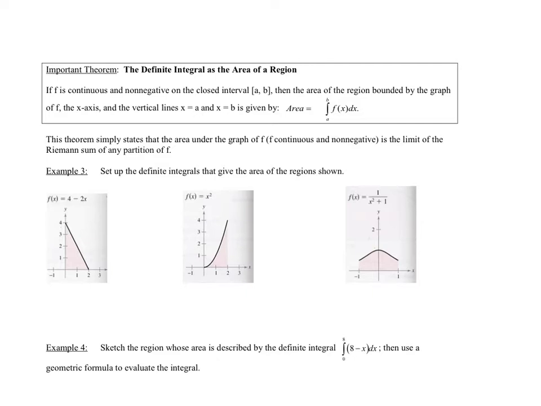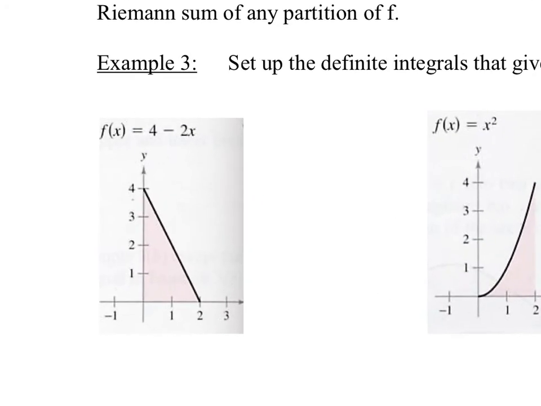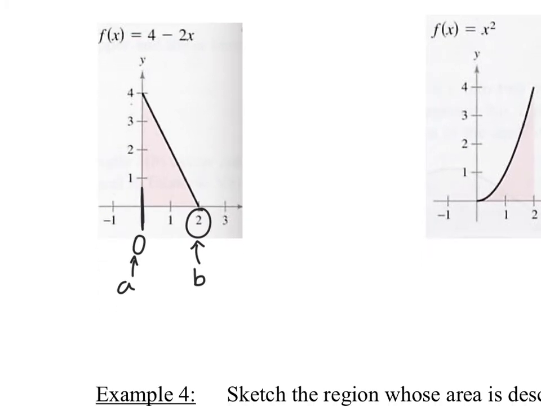So what we do is we identify the start and the stop in terms of x, and later on we'll do it in terms of y, but for now just in terms of x. Starts here at 0, stops there at 2. So this would become our a value, and this is our b value. All right, so we're closing that interval.